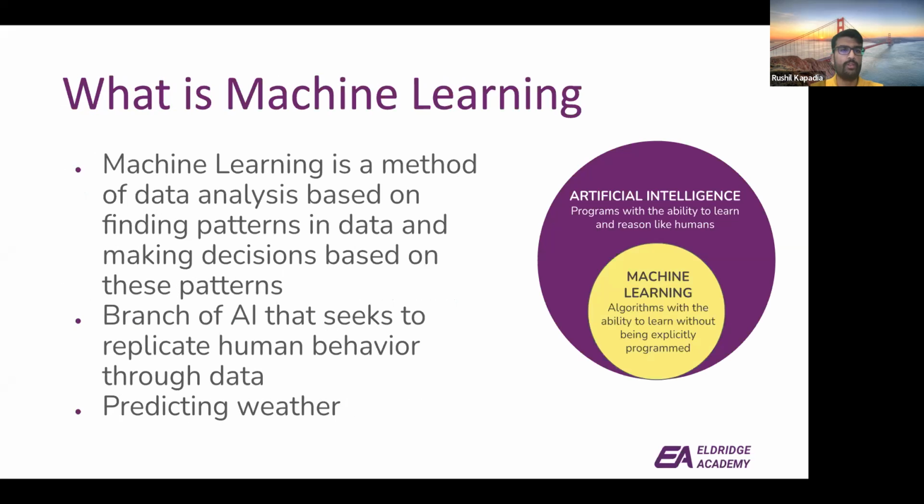So let's begin with what is machine learning. Machine learning is a method of data analysis based on finding patterns in data and making decisions based on those patterns. It's a branch of AI that seeks to replicate human behavior through data.